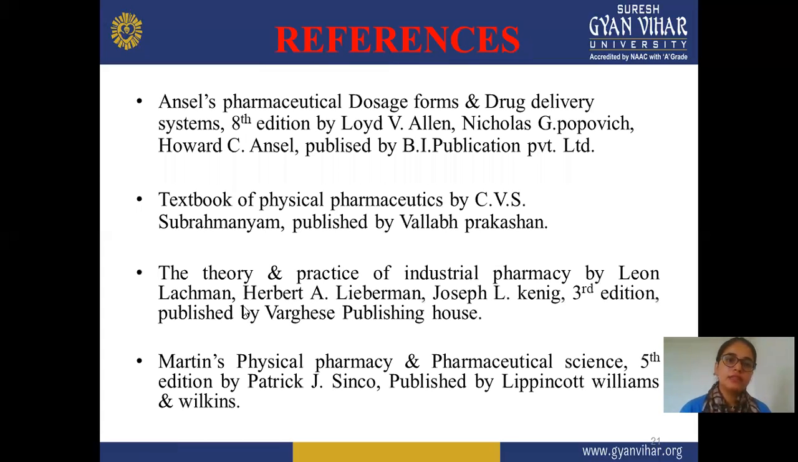Next is the reference part. First is Ansel's Pharmaceutical Dosage Forms and Drug Delivery Systems, 8th edition, by Loyd V. Allen, Nicholas G. Popovich, Howard C. Ansel, published by VI Publication Pvt Limited. Next is A Textbook of Physical Pharmaceutics by C.V.S. Subramanyam, published by Vallabh Prakashan. Next is The Theory and Practice of Industrial Pharmacy by Leon Lachman, Herbert A. Lieberman, Joseph Kanig, 3rd edition, published by Varghese Publishing House. Next reference is Martin's Physical Pharmacy and Pharmaceutical Sciences, 5th edition, by Patrick J. Sinko, published by Lippincott Williams and Wilkins. So these are the references for this topic.